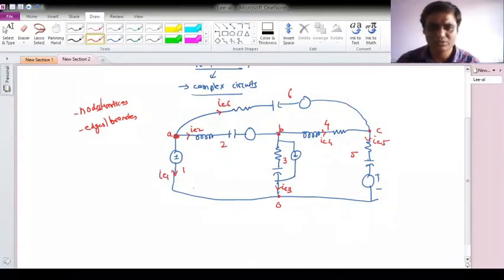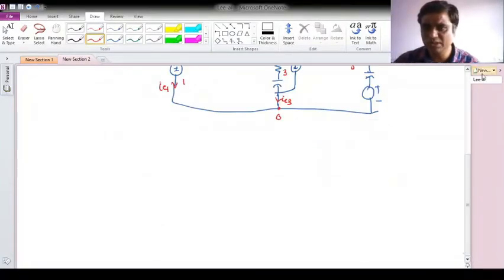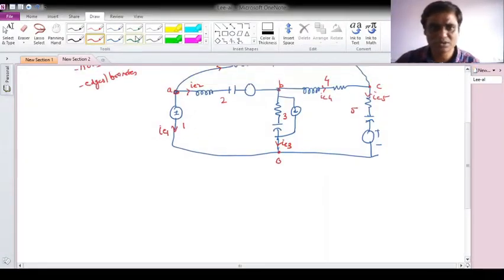Now we have obtained the nodes, and from that I would like to draw the graph. There are four nodes, so let me write: this is one node, second node, third node, this is the fourth node. And I have to draw the graph. I observe that there are elements between A and B, so all the elements, whatever they may be, impedances, current sources or voltage sources, are just replaced by a single line. This is one line between node A and B.